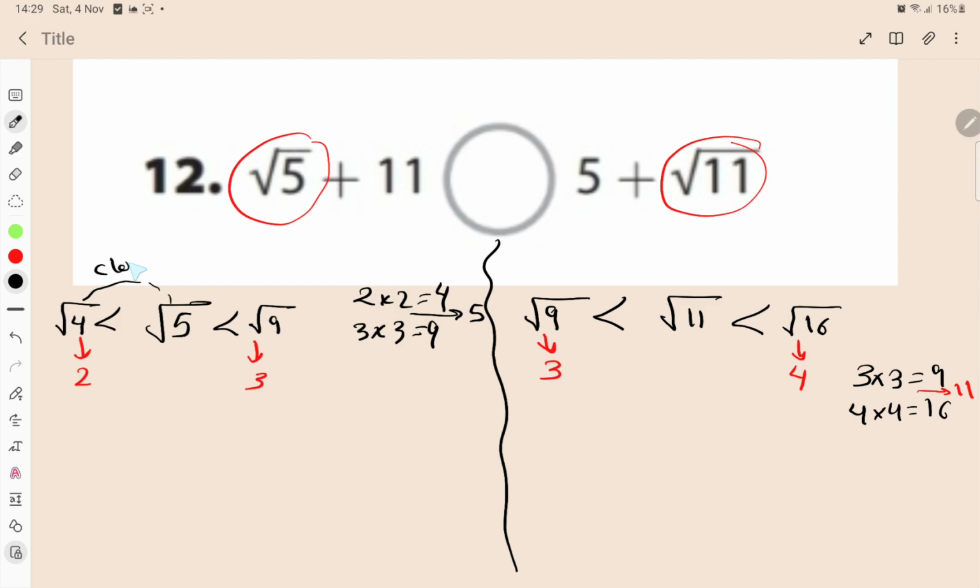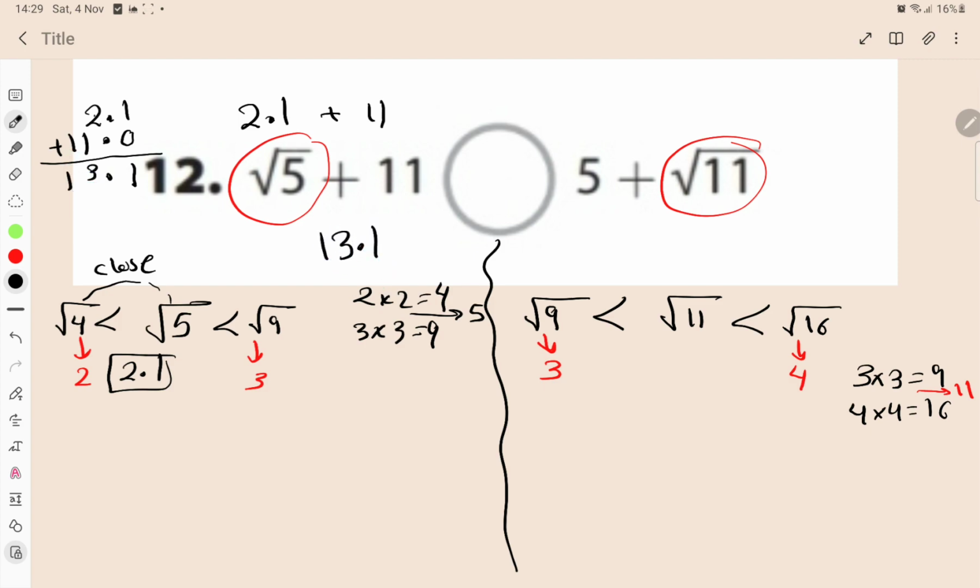5 is closer to root 4. So it is 2.1 because it is very close. So root 5 is 2.1. 2.1 plus 11. 11 is the same as 11.0. Add 1 plus 0, 1. Decimal point. 2 plus 1, 3. So it is 13.1.